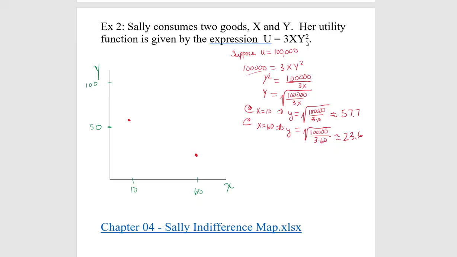And I would get some kind of curvy shape like this, where the utility is 100,000. I could do the same kind of thing with 300,000, 200,000, pick different values of the utility and plug those in, rearrange, plug in values of X to figure out what the values of Y would need to be for her to stay equally happy. Instead of doing a bunch of that manually, I created an Excel spreadsheet to show us that.